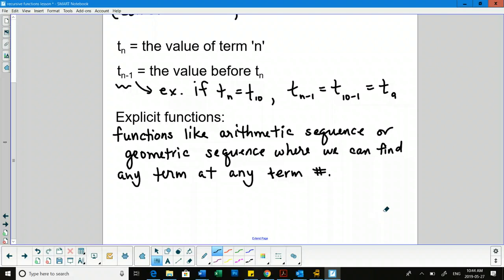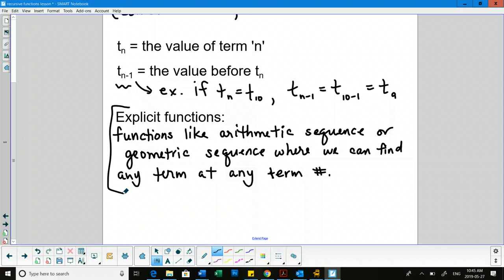Okay, so with our explicit functions, like our arithmetic sequence and geometric sequence, we can find term 20 knowing only the first term and, let's say, the d value or the r value. So these can be really helpful, but the problem is that I can't express every single thing as a geometric sequence or an arithmetic sequence.